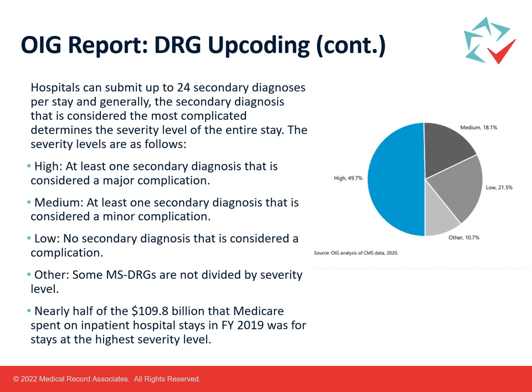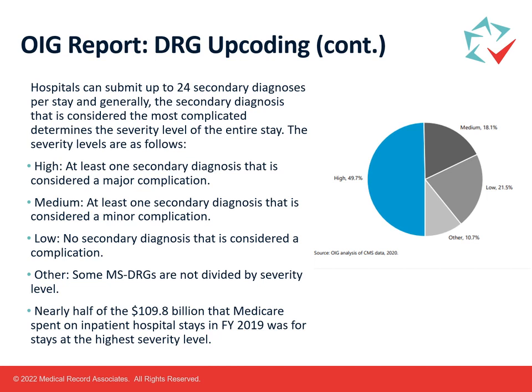So high, they call that a high level severity level. At least one secondary diagnosis was considered to be a major. And then they have medium severity, which is when one secondary diagnosis is a minor or just a CC. Low severity is no secondary diagnosis that results in a complication or comorbidity.